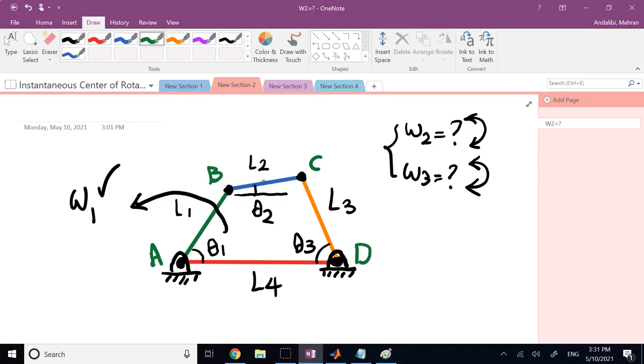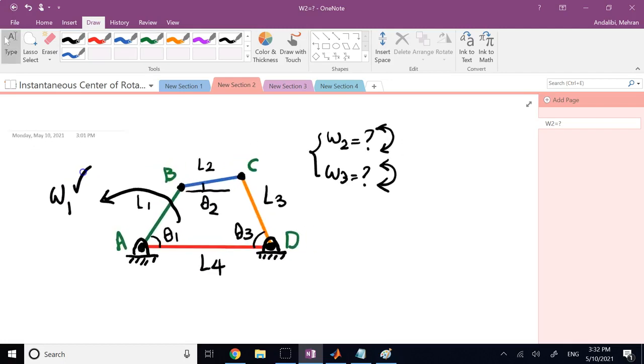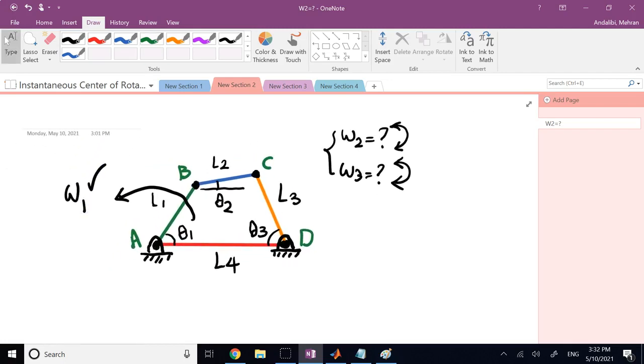And find both of the unknown omegas using the relative velocity formula. Correct? Since I know V of A is 0, I know omega, and I know L1 theta 1, I can find V of B perfectly. Through B, I try to find C. And also through D, I try to find C and set them equal, and then through that I can find omega 2 and 3. And you know that based on your dynamics. But here I want to do it through Instantaneous Center.